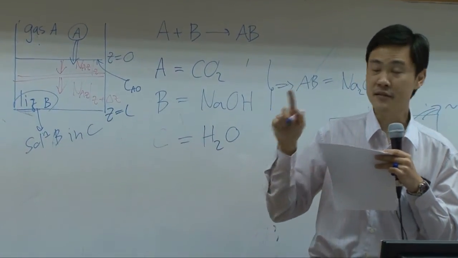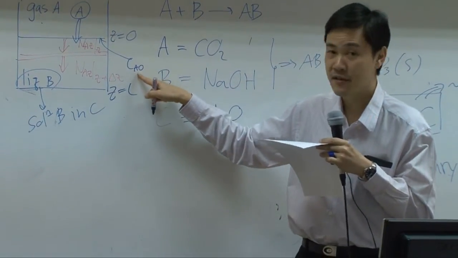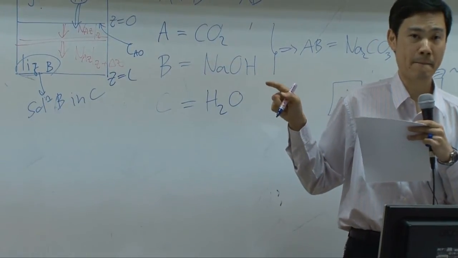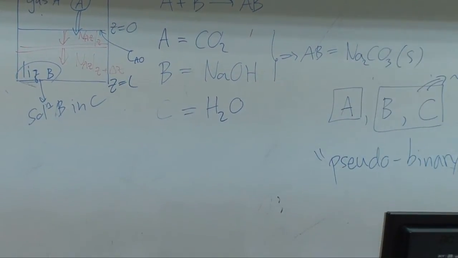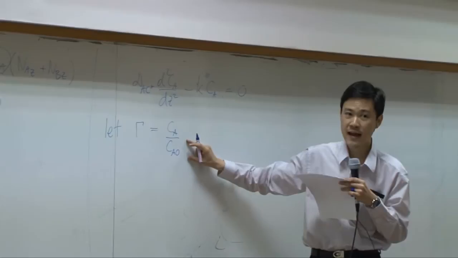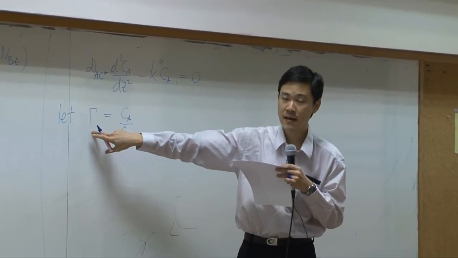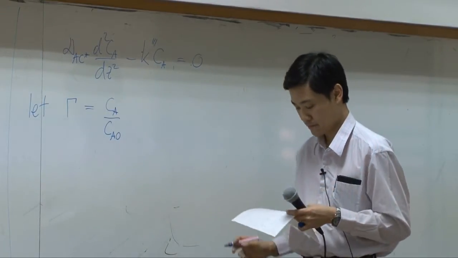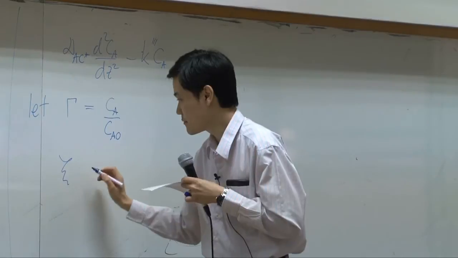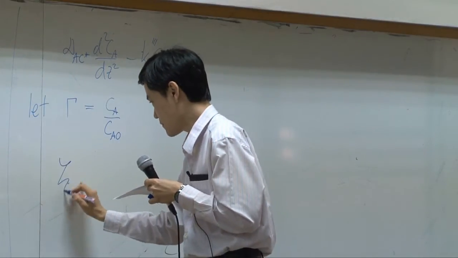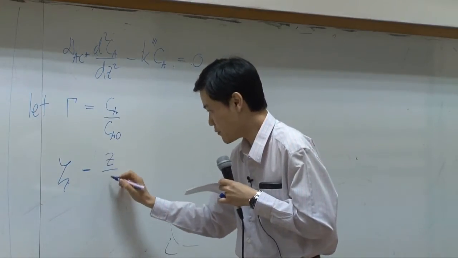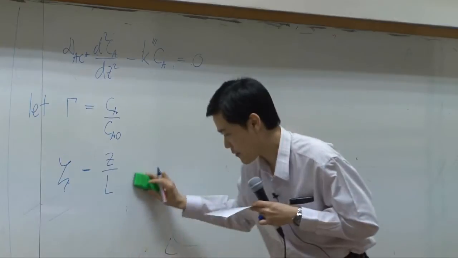Remember, right now our system is in liquid. So Ca0 is the concentration of A in the liquid at the surface. The ratio between concentration at any level divided by concentration at the surface is called gamma, capital gamma. It becomes dimensionless. And psi is the ratio between z over L. L is the depth of your beaker.